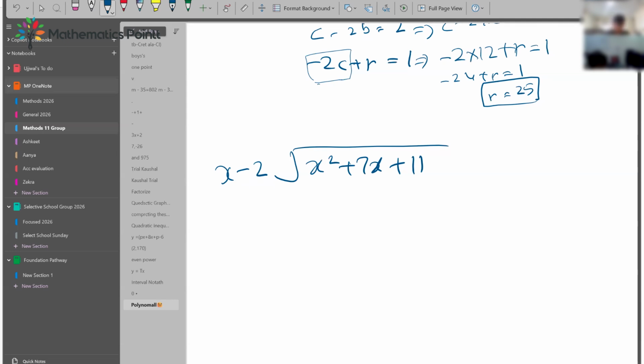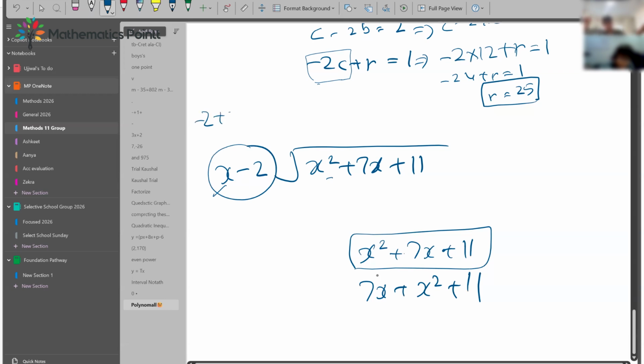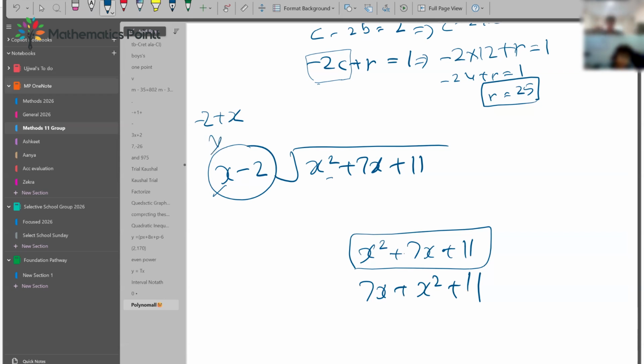Remember that. I know algebraically I can write x square plus 7x plus 11. I can also write it as 7x plus x square plus 11. They both are the same because it's addition. Order does not matter. But when you are dividing, the order should be decreasing powers. Remember that. Both inside and outside, please. So I can write this as minus 2 plus x. But I will not. I will always put it in the decreasing order.